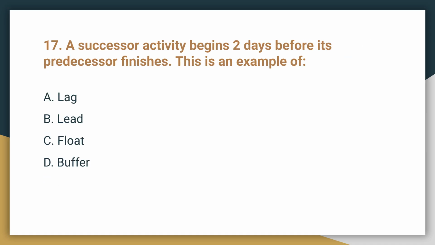Question 17. A successor activity begins 2 days before its predecessor finishes. This is an example of. The correct answer is B, LED. LED is a schedule modification that allows the successor activity to accelerate and begin before the predecessor is complete.